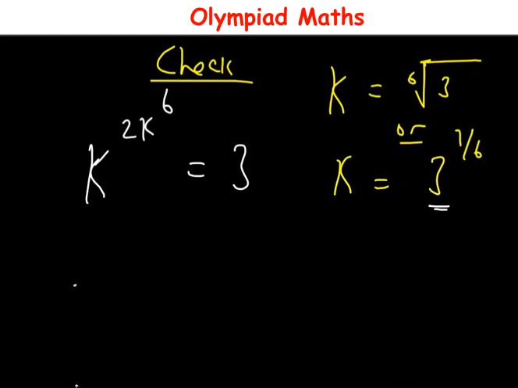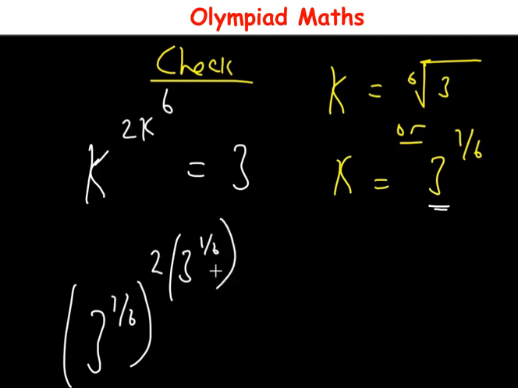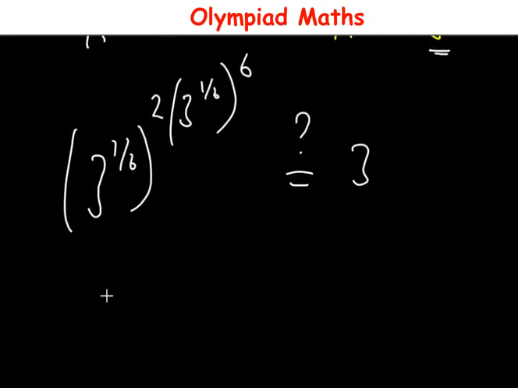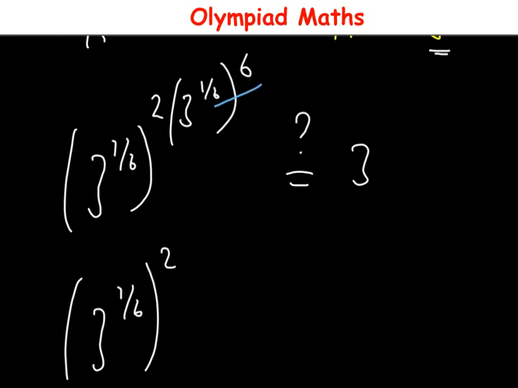So k becomes, in brackets, 3 raised to power 1 over 6, all raised to power 2, times, in brackets, 3 raised to power 1 over 6, then all raised to power 6, with this equal 3? So from here, we have, in brackets, 3 raised to power 1 over 6 multiplied by power 2. Now 1 over 6 will multiply 6. So 6 will divide 6. We have 3 raised to power 1, which is still the same thing as 3, is equal to 3, with this equal question mark.